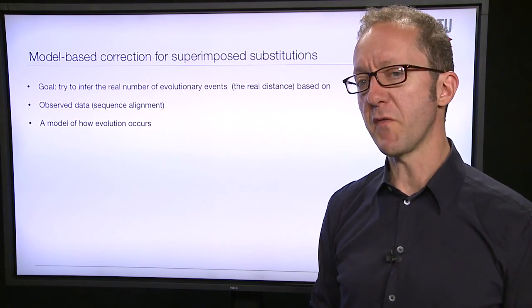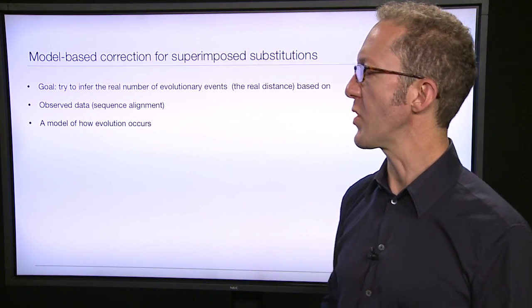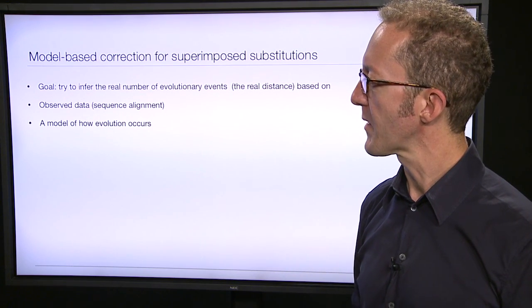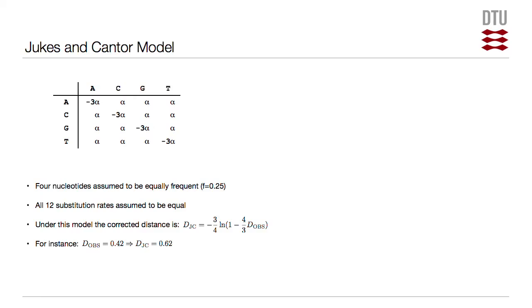In order to infer this, we therefore need to make some assumptions about how evolution occurs, a model of how evolution occurs. There are different possible models that we could use, and I'm just mentioning this now. We'll return to these models later when we talk about likelihood. There are different models, different hypotheses you can have about how sequences evolve, and depending on what hypothesis you have about how your sequences have been changing, you will make different inferences about the actual number of mutations.